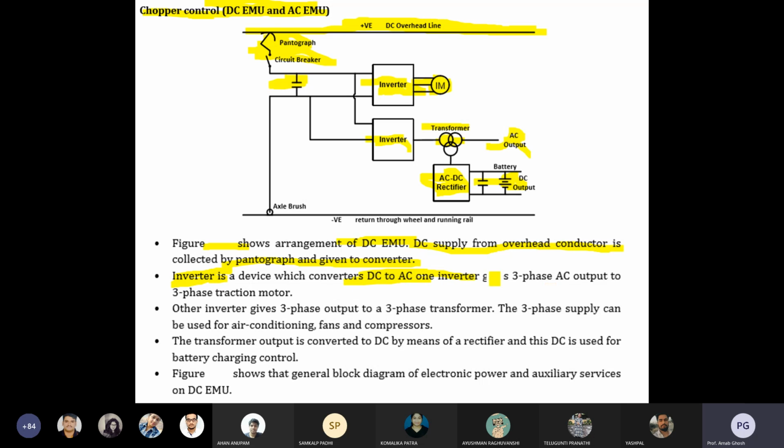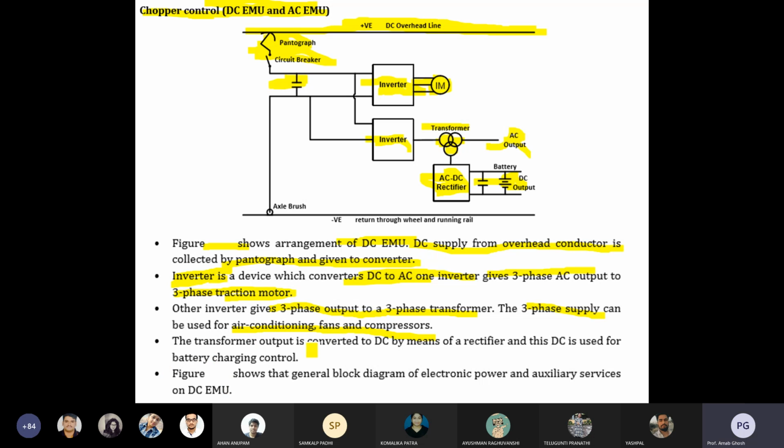One inverter gives three-phase AC output to the three-phase traction motor. One is there for the three-phase transformer, another is used for the traction motor. The other inverter gives three-phase output to the three-phase transformer. The three-phase supply can be used for air conditioning, fan, and compressors. Those are the main three-phase operations.